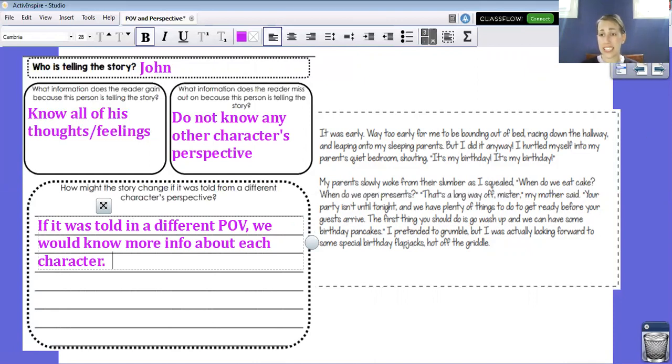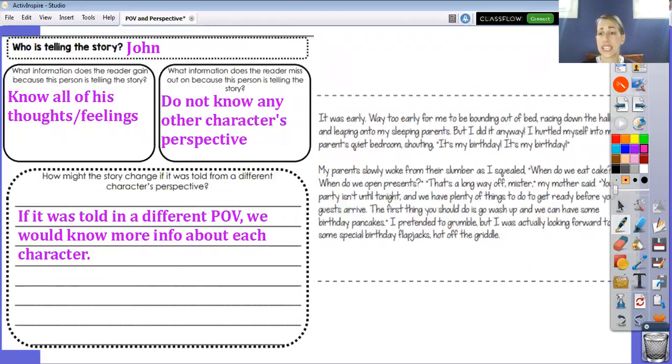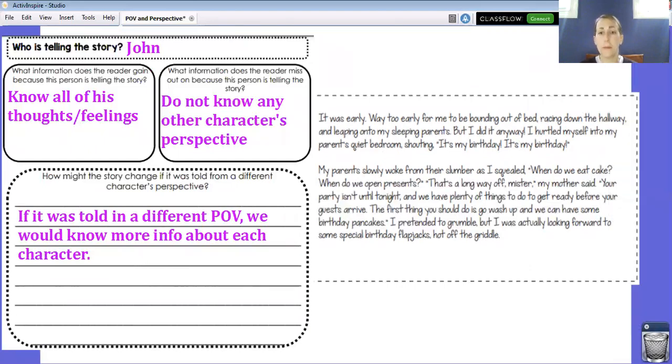In looking at this, I know we didn't underline again, but you can tell John's perspective because he's super excited. It's my birthday. It's my birthday. He's hurdling himself. He's bounding out of bed, so you know he's excited. He's squealing, so that shows excitement. Also, it says that he was actually looking forward to some special birthday flapjacks. So all of those are his thoughts and feelings.